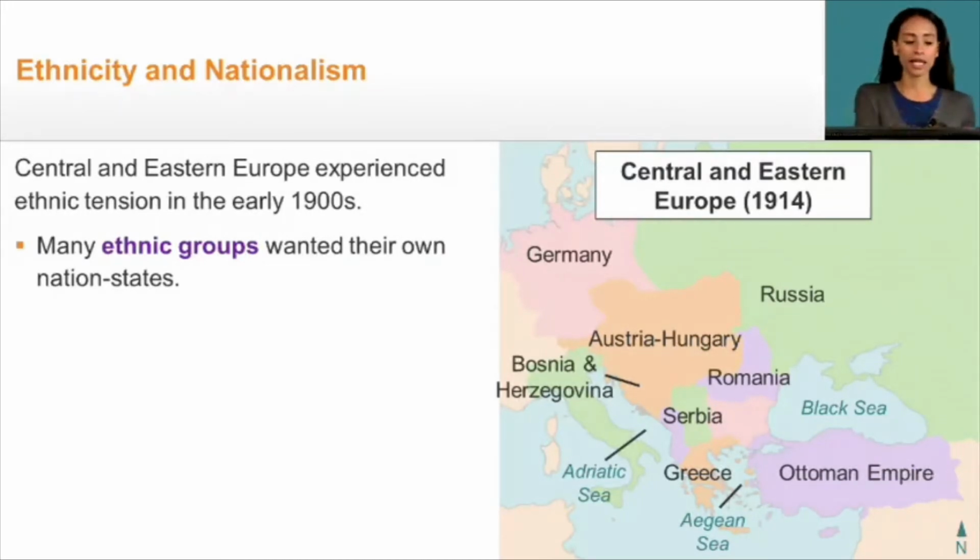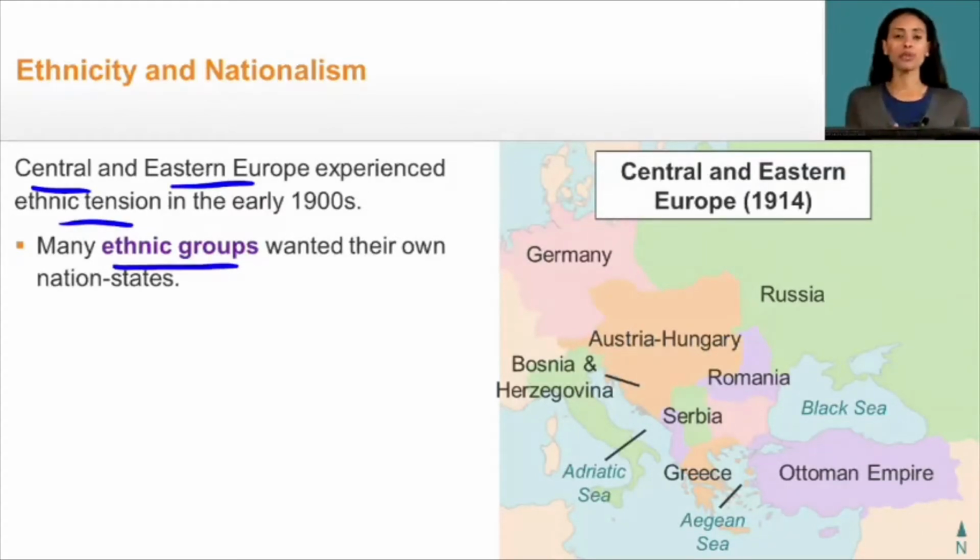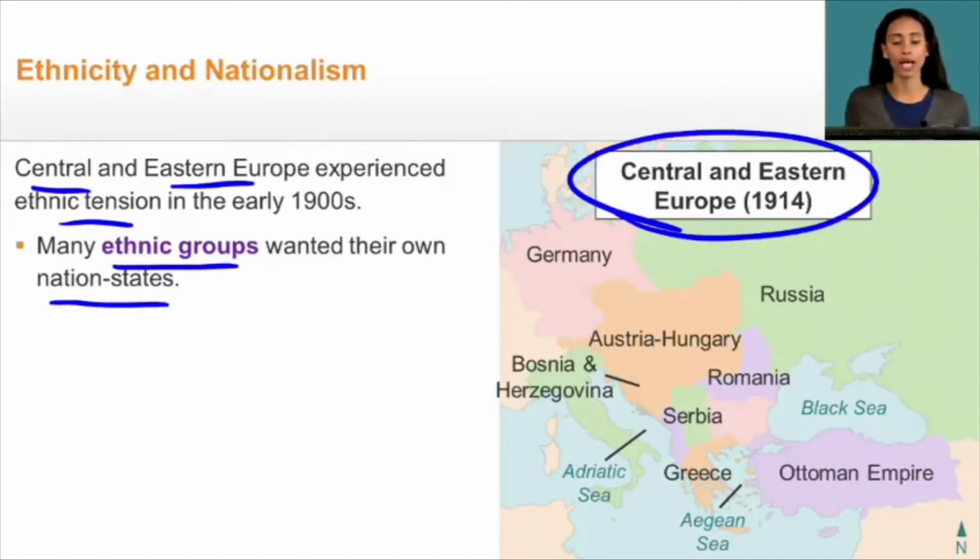So what we're going to find is that all over Central and Eastern Europe in the early 1900s, there's a lot of ethnic tension starting to develop. And ethnic groups are groups of people that share common ancestry or language or culture. And many of these different ethnic groups wanted their own nation states, or they wanted an independent country of their own. And you can see this map of Central and Eastern Europe by 1914 is showing us many different ethnic groups, and a lot of them are kind of struggling with this desire to become independent and becoming kind of more nationalistic as a result.